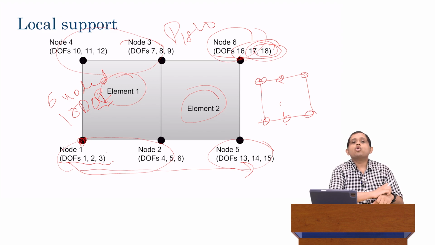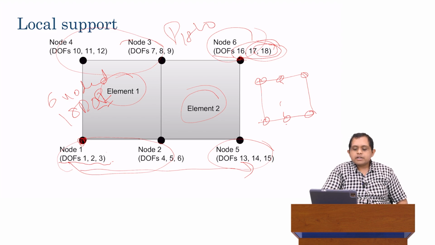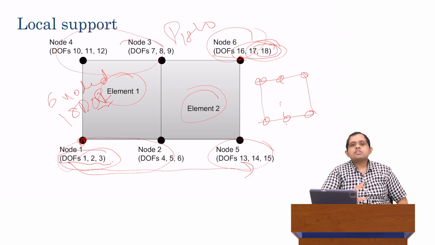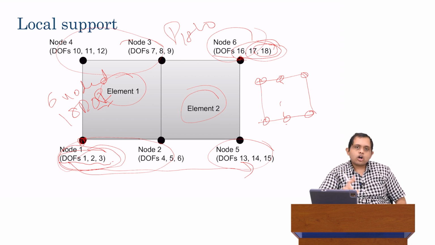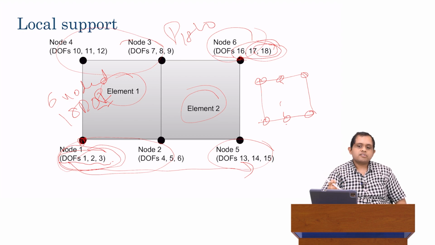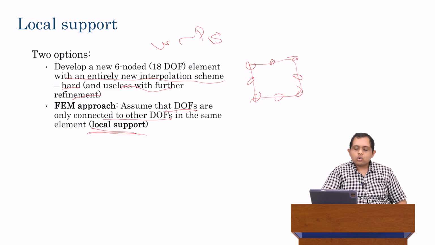This assumption is what we call local support. That is, if we apply any change to a degree of freedom, it is going to change the degrees of freedom of the same element, but not the degrees of freedom of other elements. That is a very, very important assumption that we make. In other words, we say that the degree of freedom is locally supported. It is affected by other degrees of freedom within the same element, which we call locally affected. It is not affected by degrees of freedom in other elements. So this assumption which we make is called local support.